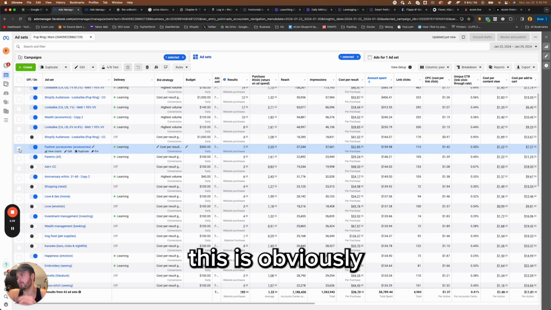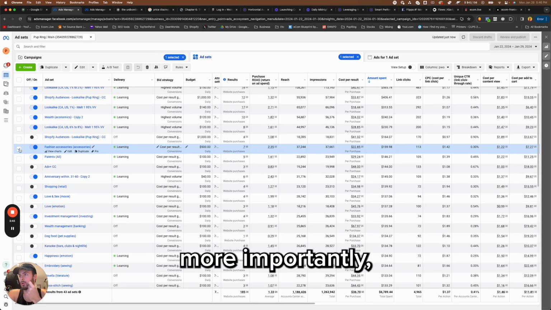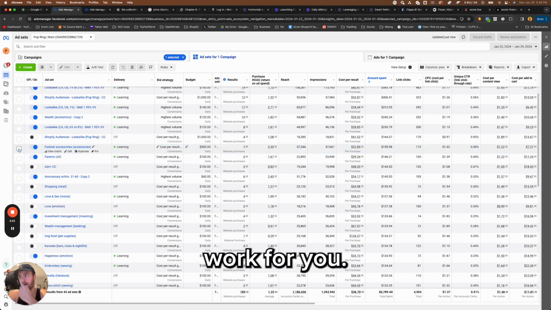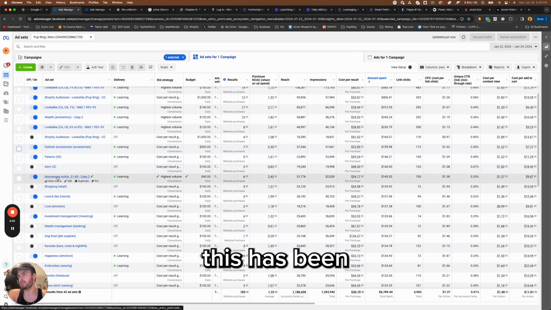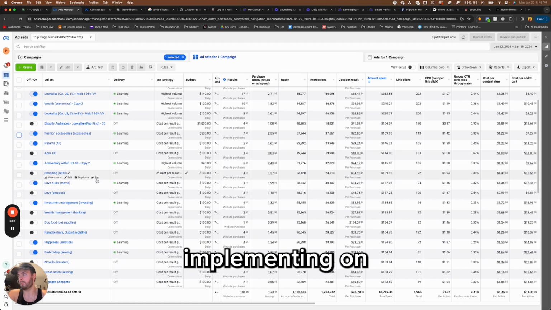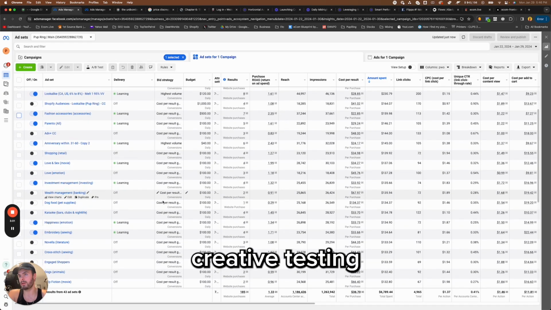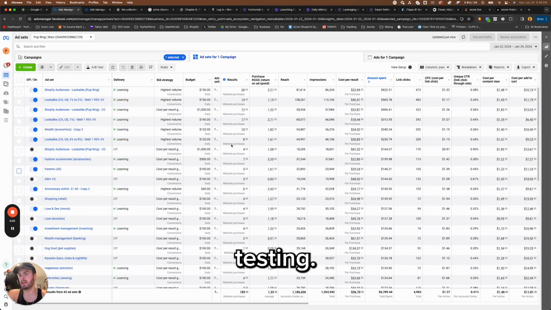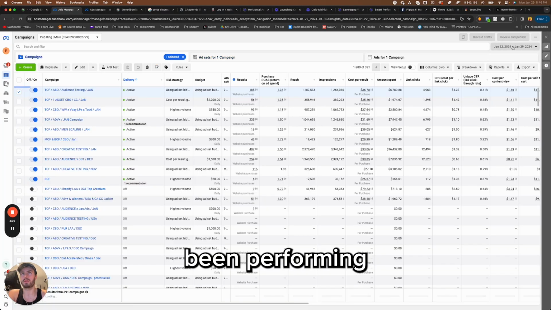Now, the downside to this is obviously sometimes they don't work if it's a bad audience and creative fit. And more importantly, sometimes you're going to have them just blow budget or not spend at all. So there is a caveat there to where it may or may not work for you. But this has been a strategy that I've been recently implementing on a lot of levels, both our creative testing and our audience testing. And it has been performing pretty well.